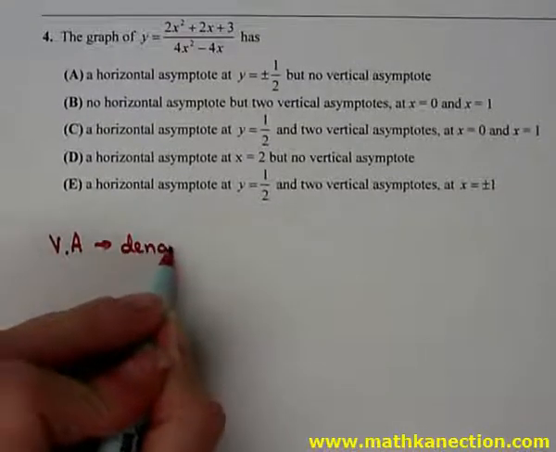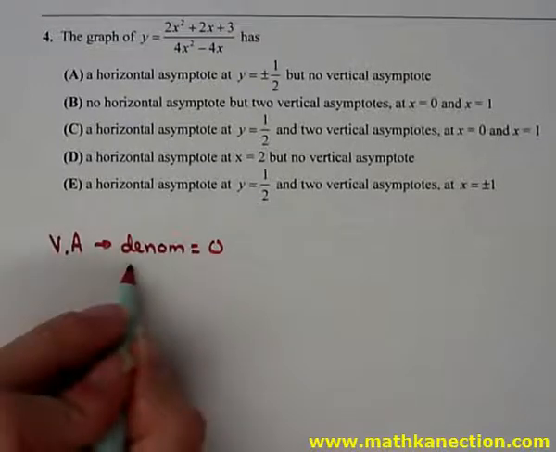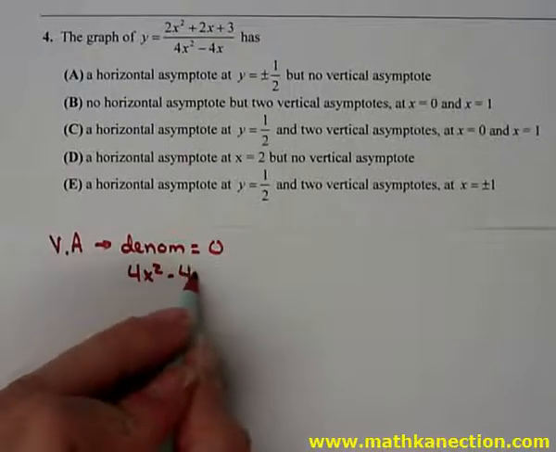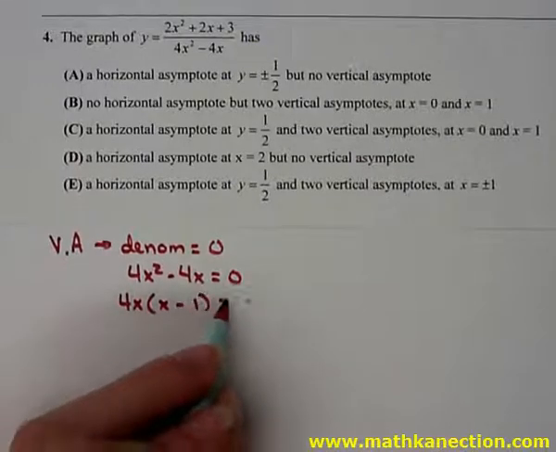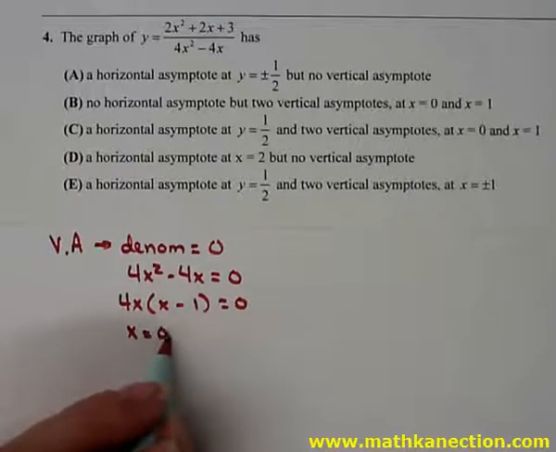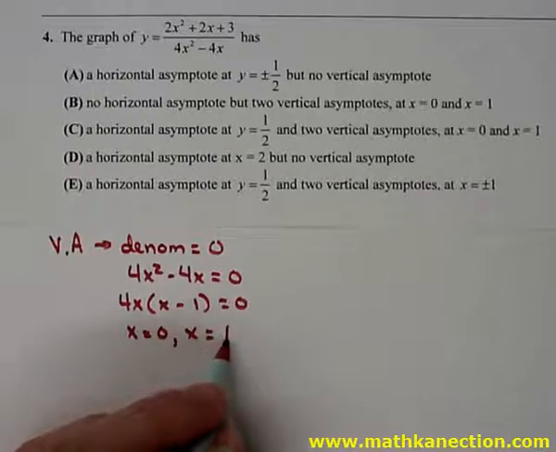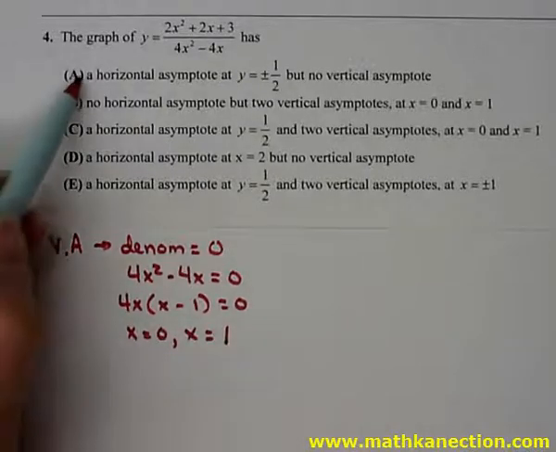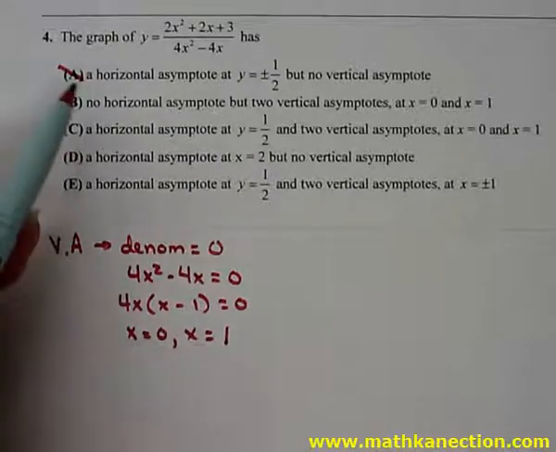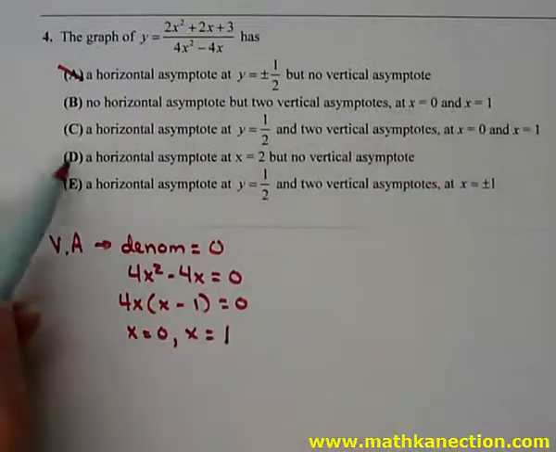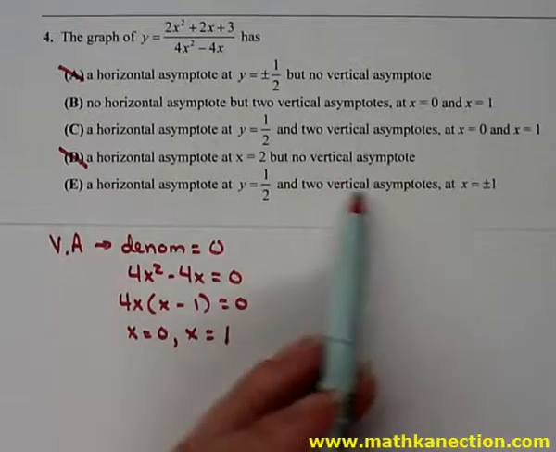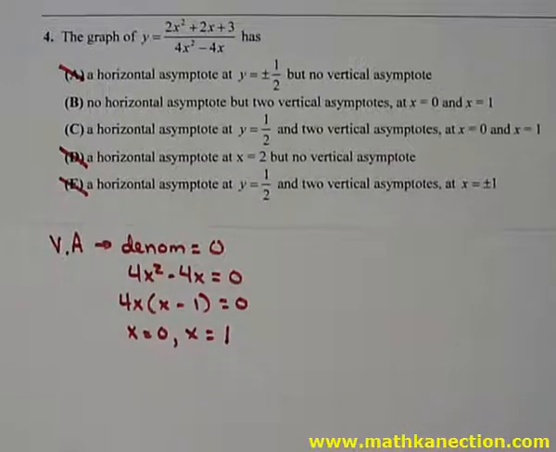So to take a look at this problem, we're going to have to eliminate some choices. Take a look at the vertical asymptotes. We'll set our denominator equal to 0. So setting the denominator equal to 0, we'll factor out a 4x, set each factor equal to 0 to get x is equal to 0 and x is equal to 1. So we have vertical asymptotes at x is equal to 0 and x is equal to 1, which eliminates answer choice A. Answer choice D is also eliminated, and answer choice E.